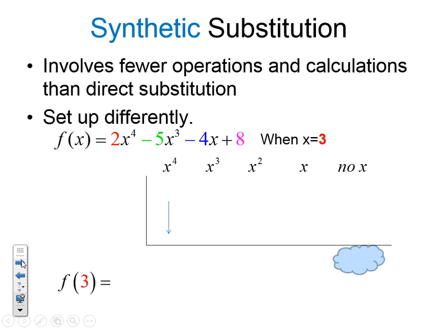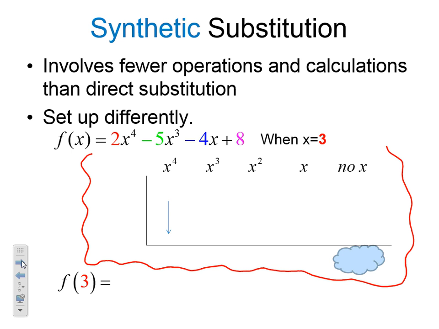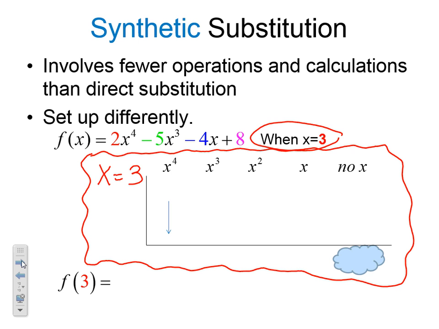The new way is called synthetic substitution. This is what we're going to learn. It's really awesome. It makes things really fast, and I love it. Okay? Biggest thing I want you guys to see is here's our problem. Same as the last one, and we're going to create this right here. This is what we're going to create every time we use synthetic substitution. Alright, so we know we need to evaluate when x is 3. So right here I want you to put x equals 3.